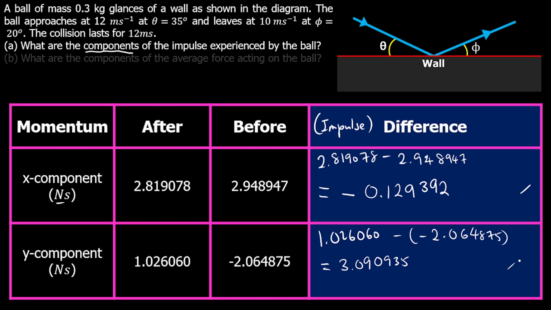All right. So that is the difference. I mean, that is the answer, basically. That is the difference in momentum, which tells us it's the impulse, because impulse is defined by the difference in momentum. All right. Okay. So we're done here. That's the answer. This is the x direction, and this is in the y direction.